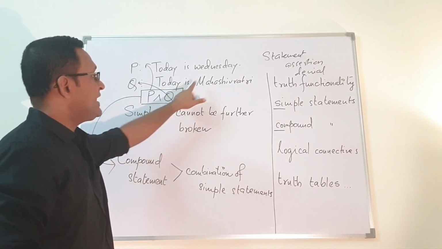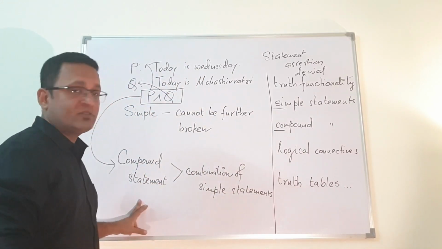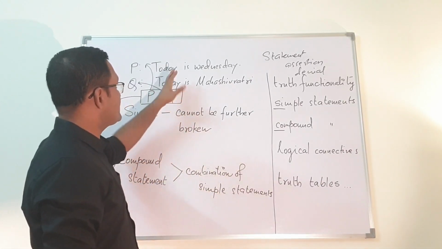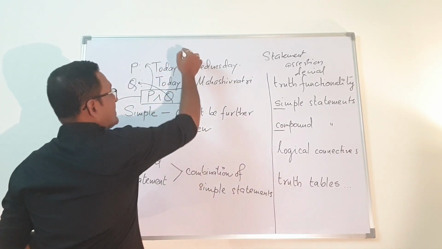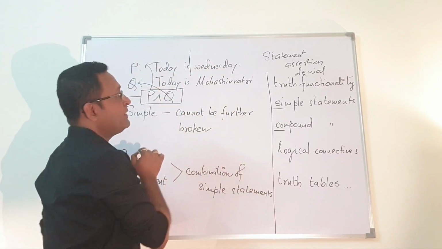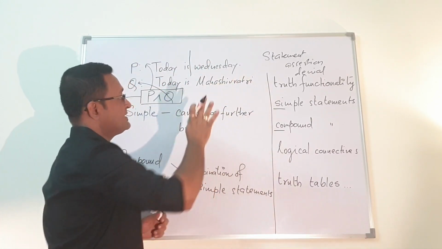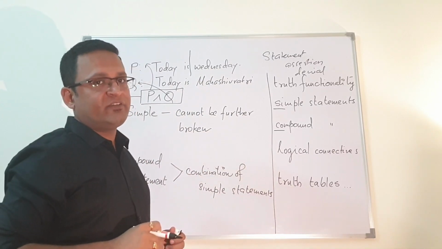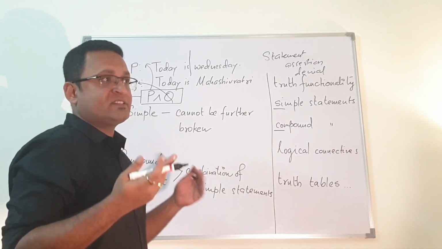Right? "Today is Wednesday and today is Mahashivratri" is a compound statement because it is the combination of simple statements. And a simple statement like "today is Wednesday" you cannot further break. "Today" will not make any sense. "Wednesday" will not make any sense. I know Wednesday makes sense, we understand that it is a day of the week, but it is not a statement.